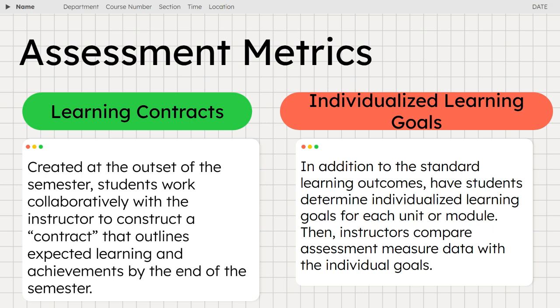Based on this data, X amount of you hit this and X did not. How can we improve this going forward? What do you guys need? And then you have a dialogue with students.